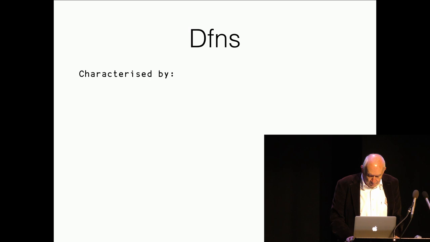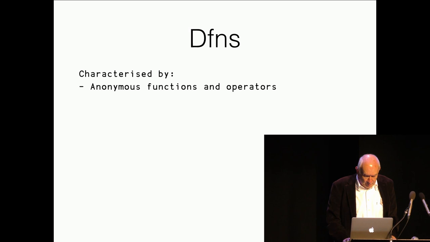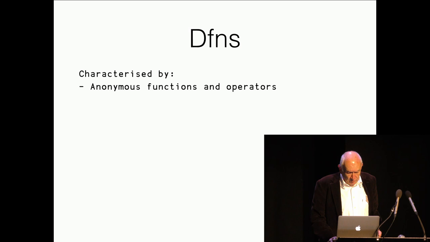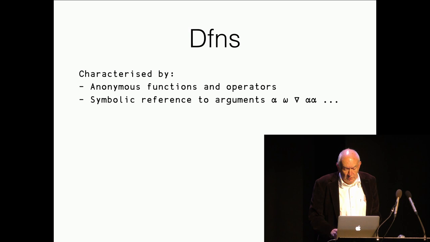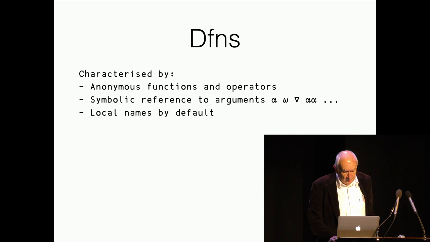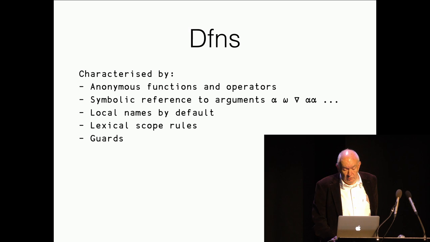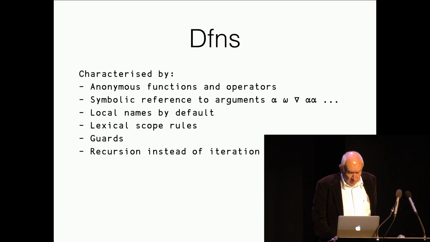Okay, so Dfns, just a recap, are characterized by: they are anonymous functions and operators. You can name them, but that's optional. They have symbolic reference to their arguments, so they use alphas and omegas. They like to make names local by default. They have lexical scoping rules, and I'll come to that in a moment. They have guards, a feature you will soon come across if you use Dfns. And shockingly, they use recursion instead of iteration.